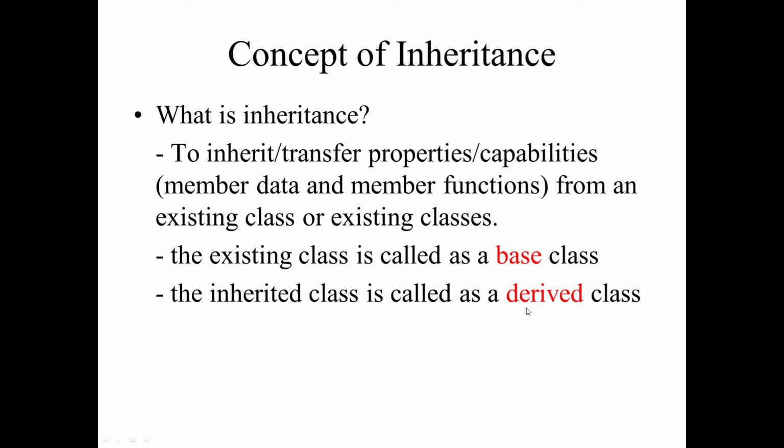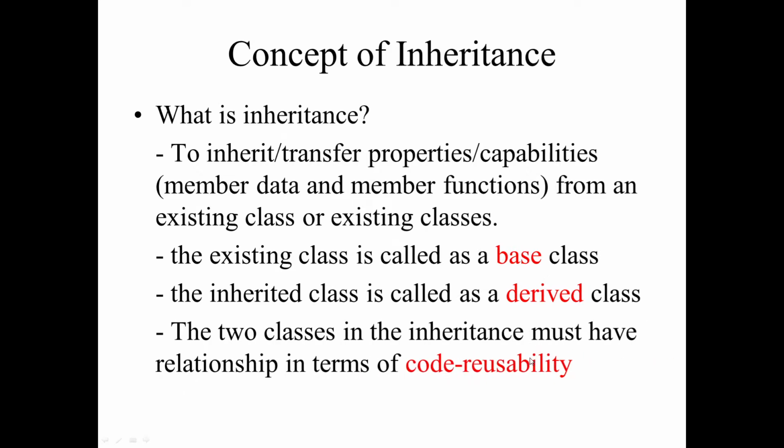So this concept is called reusability. The two classes in the inheritance must have a relationship in terms of code reusability. So this is an important feature of object-oriented programming. By using inheritance, we can transfer the properties and hence the code is reusable.